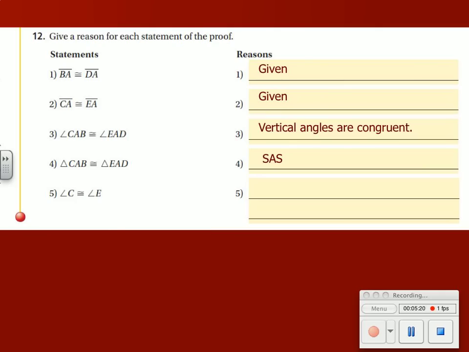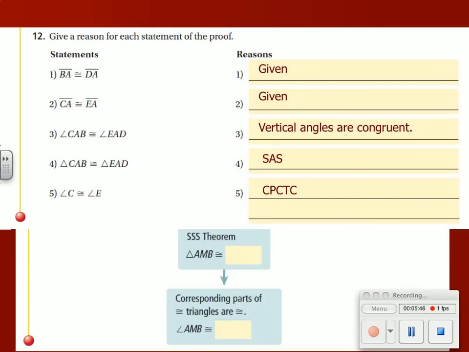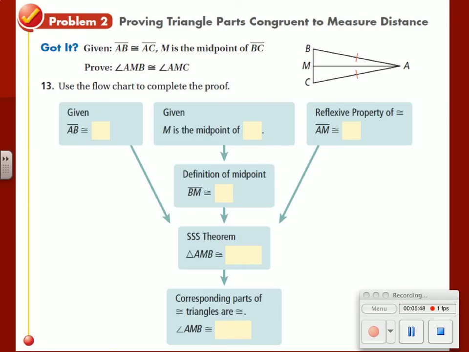Now to finish out my proof, since I've now said the two triangles are congruent, I can say that angle C is congruent to angle E because corresponding parts of congruent triangles are congruent. So all you have to write is CPCTC, but what that stands for is corresponding parts of congruent triangles are congruent. Continuing on to the next problem, we want to prove that triangle parts are congruent to measure distance.